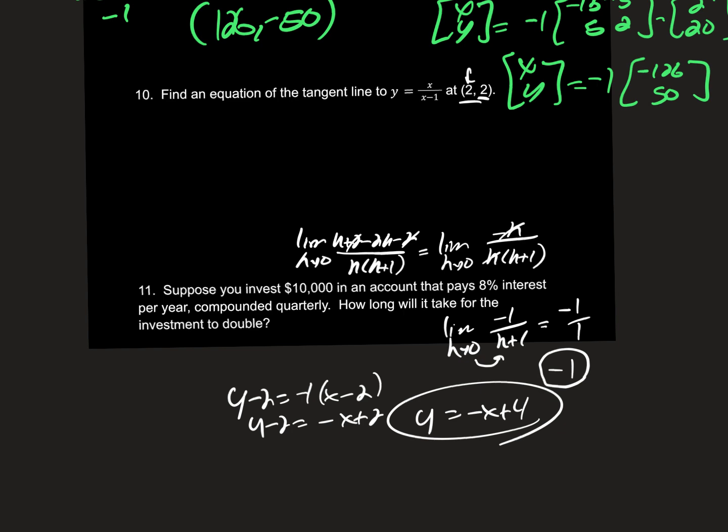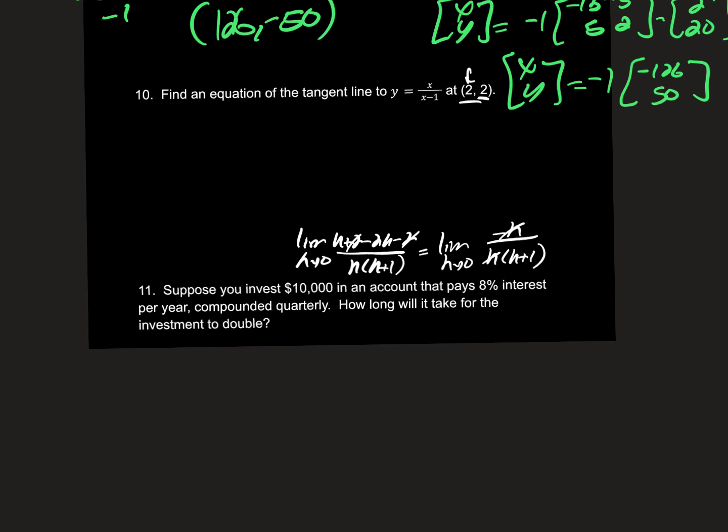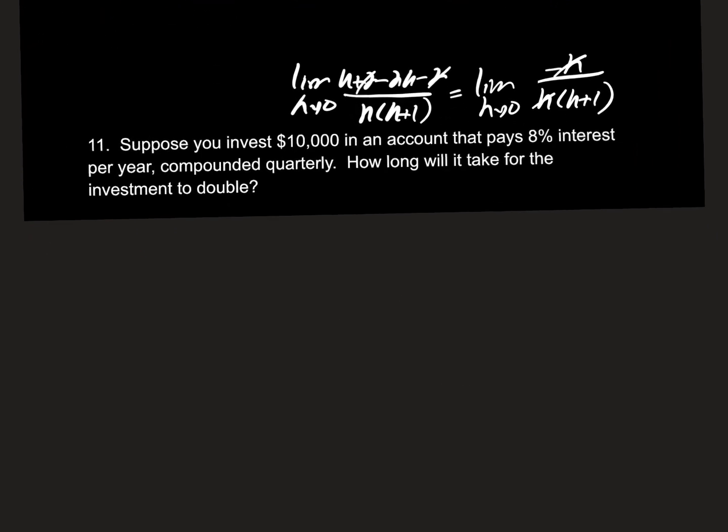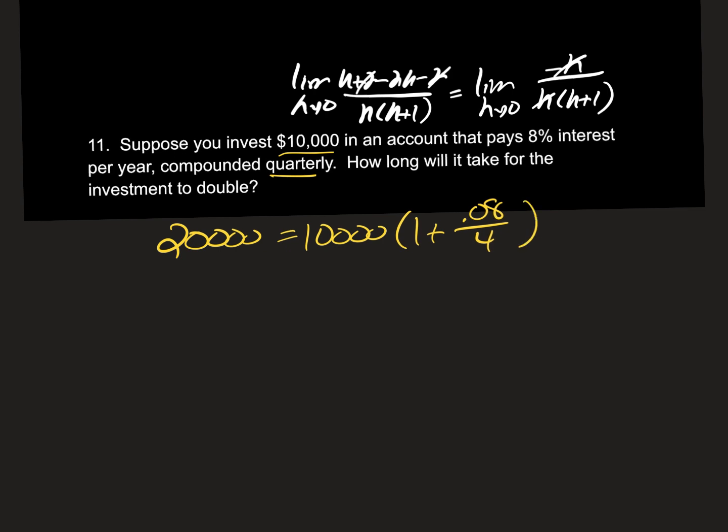Okay, last one. Finally, number 11, interest problem. I keep giving you these because I really want you to know this, if you can't tell. Suppose you invest $10,000 in an account that pays 8% interest per year, compounded quarterly. How long will it take for it to double? If it doubles, it's going to be worth $20,000. You're starting with $10,000 times 1 plus r over n. r is 8% over n is 4 because it's quarterly. And n times t is my exponent.